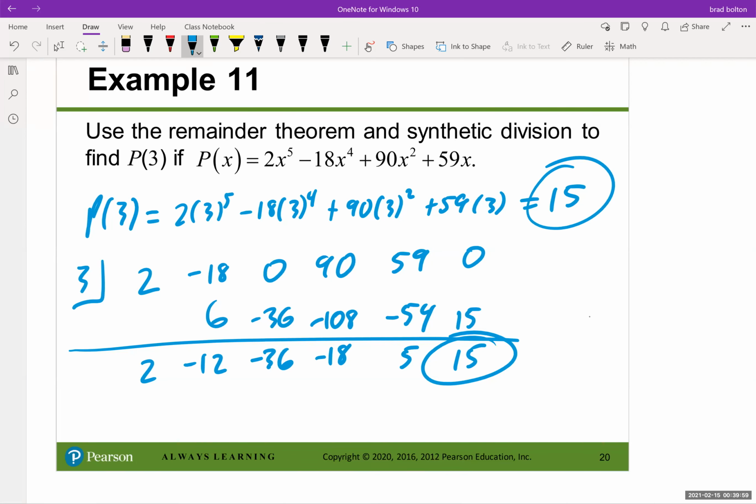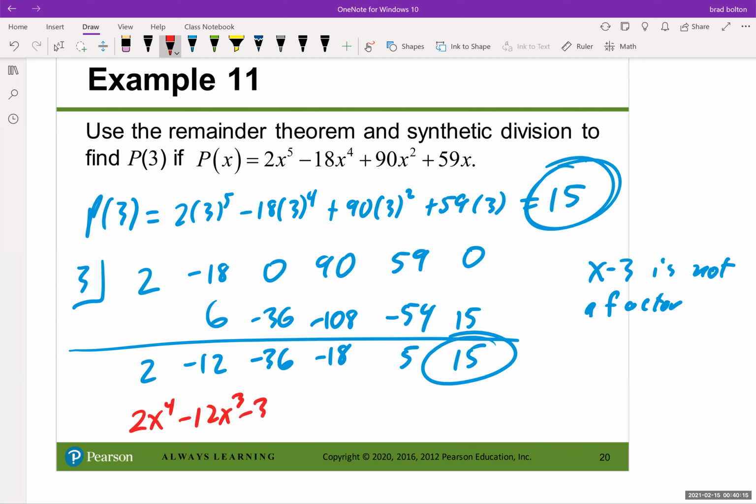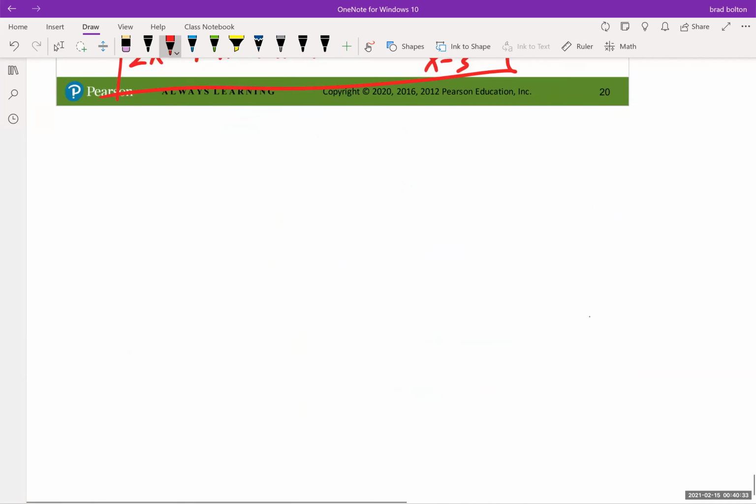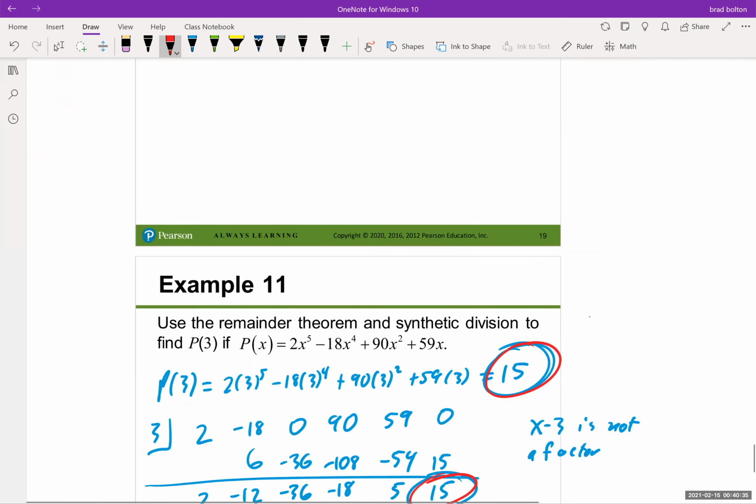So that means that x minus 3 is not a factor because the remainder is not 0. And again, the final answer would be 2x to the fourth minus 12x cubed minus 36x squared minus 18x plus 5 plus 15 over x minus 3. That's what it would look like as a polynomial, but they just wanted us to find the remainder. So this is correct and this is correct. I just wanted to verify that the remainder theorem was telling me the truth. And again, theorems in general tell the truth. That's kind of why they're there.